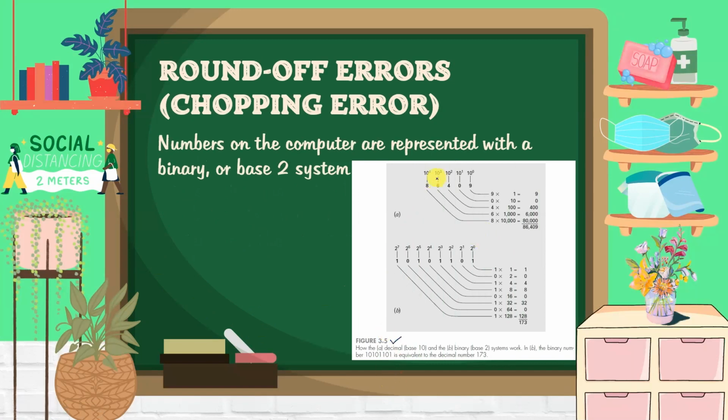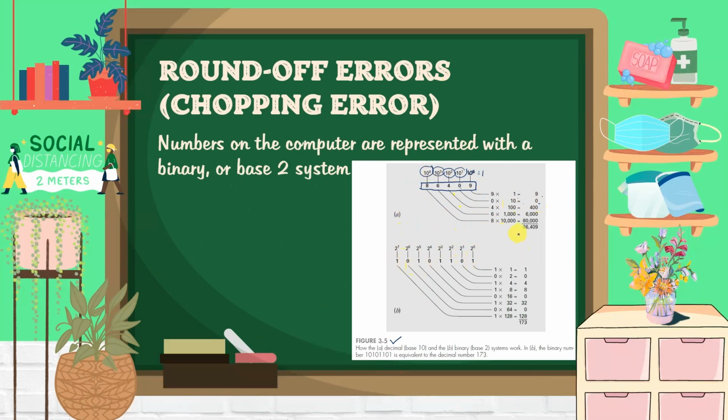We have here the decimal value 86,409. So paano siya inire-represent or paano nakakalculate in terms sa base 10? So base 10, 10 raised to 0 is simply equal to 1. So 9 times 1 is 9. And 0 times, so ito naman ay 10. And this one is 100, 1,000, and 10,000. So ito yung ating representation ng decimal or base 10 system.